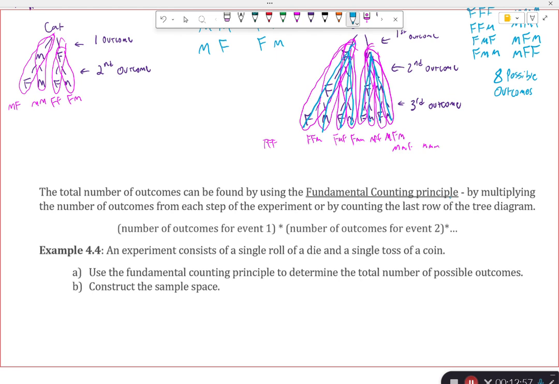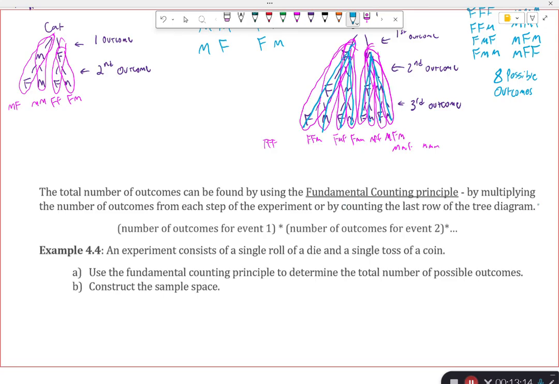It's actually very straightforward and quite easy. I just overcomplicated it when I was a student. So I'm going to try and warn you not to do that yourselves. The fundamental counting principle is where we multiply the number of outcomes from each step of the experiment, or we could also just count the last row of a tree diagram.